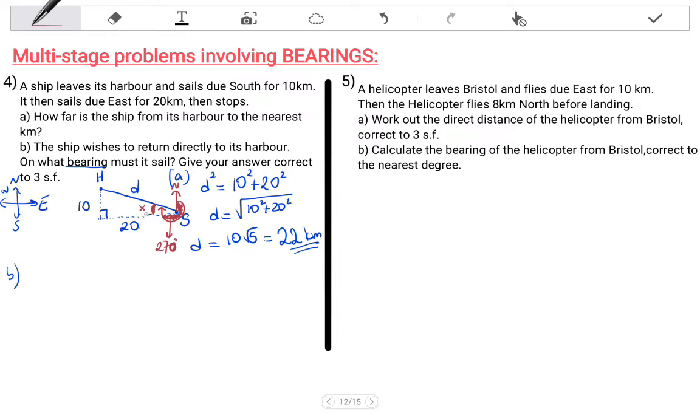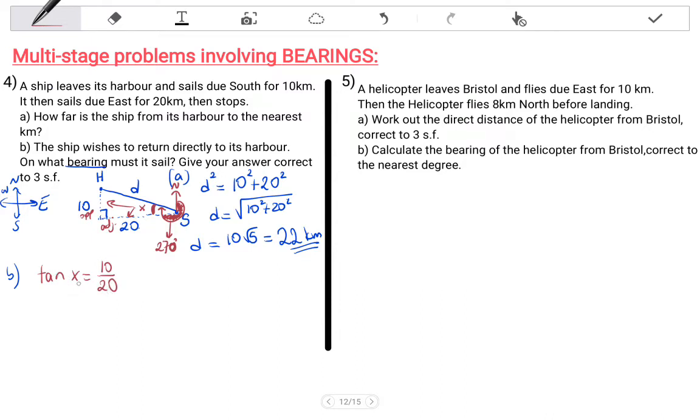So let's try to find x. This is a right angle triangle. I will use trigonometry. The side length 10 is the opposite side, and 20 here is the adjacent side length. So I will use tangent. Tangent of x is opposite over adjacent. It's 10 over 20.